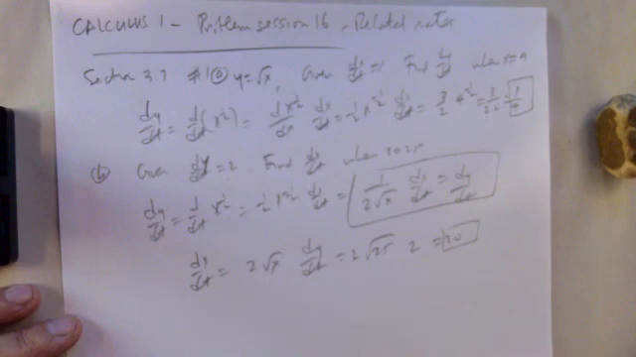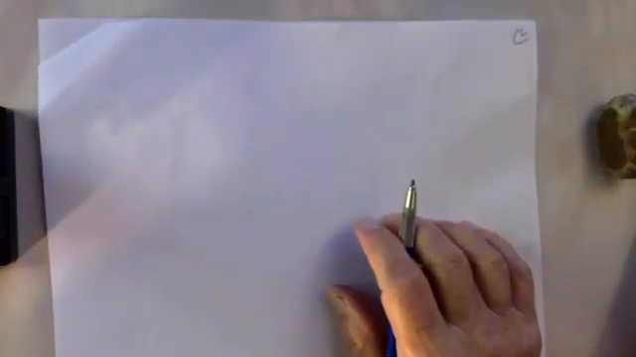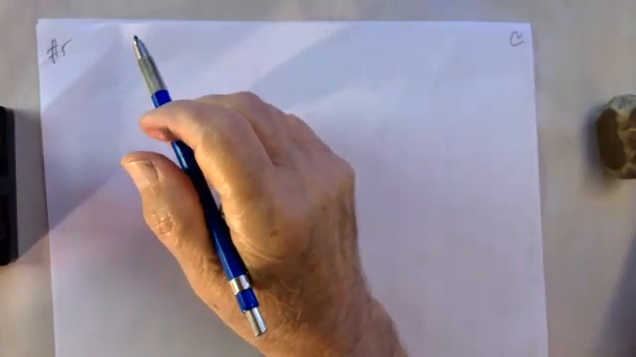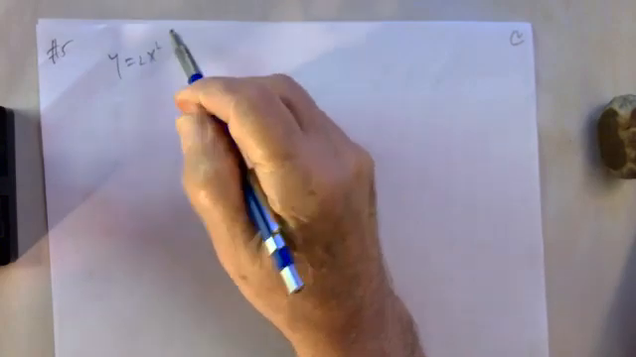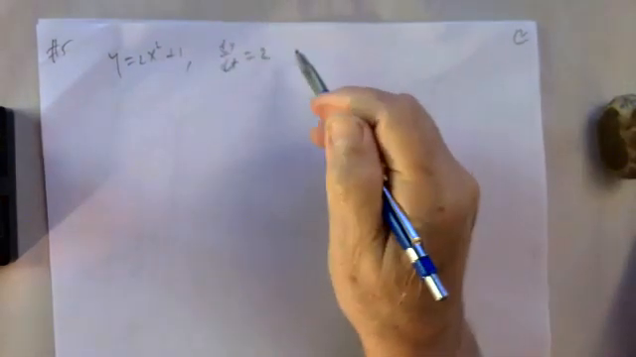Any questions about that? Let's see, the next problem in the homework, number 5, we're given that y equals 2x squared plus 1, and that dx dt is 2.